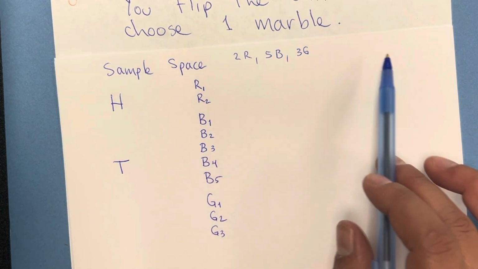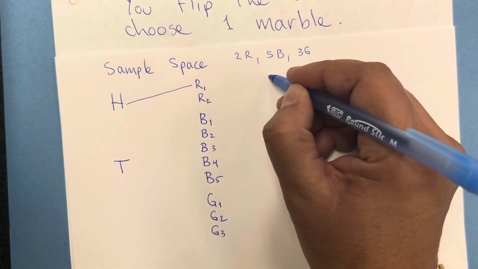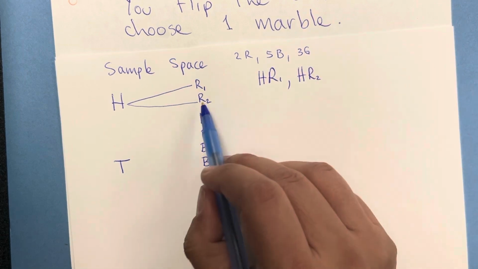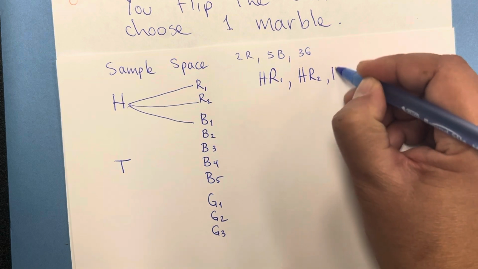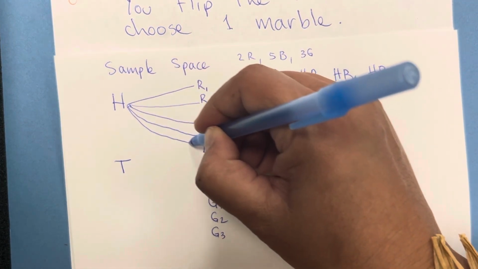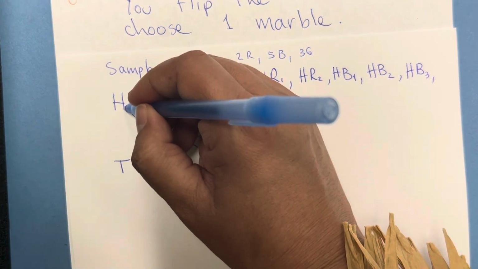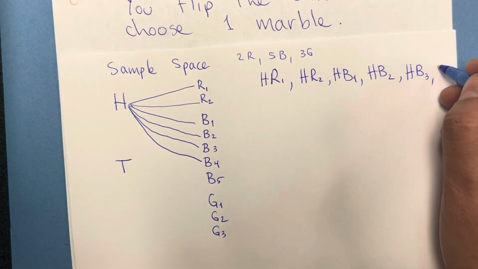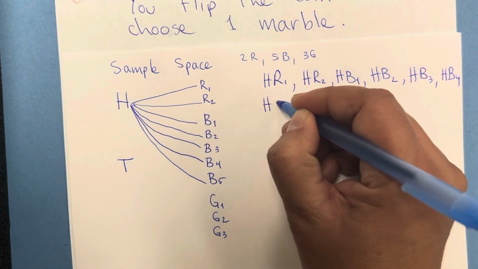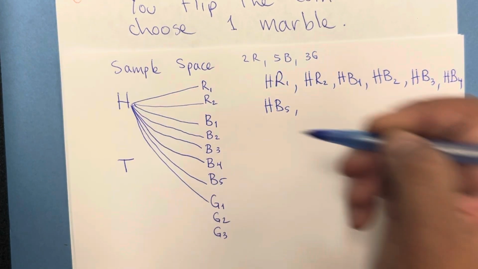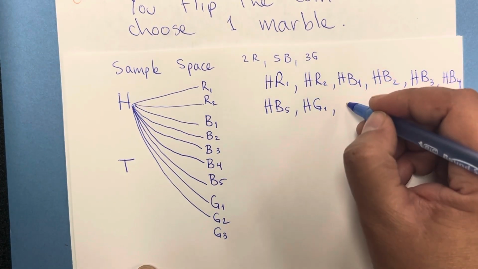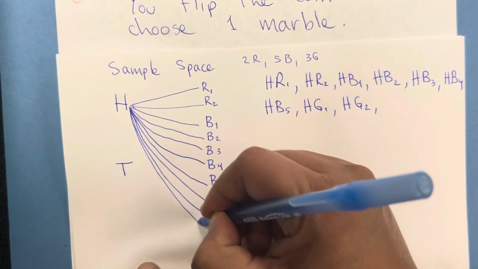So what you need to do for the sample space is the list of combinations. So you might have HR1, or HR2, meaning the second red marble, HB1, HB2, HB3, H meaning heads, and then the fourth black, heads with the fifth black marble, heads with G1, heads with the second green marble, and heads with the third green marble.